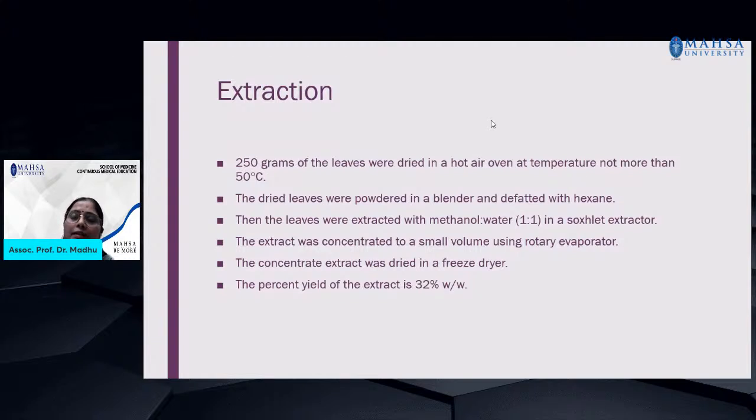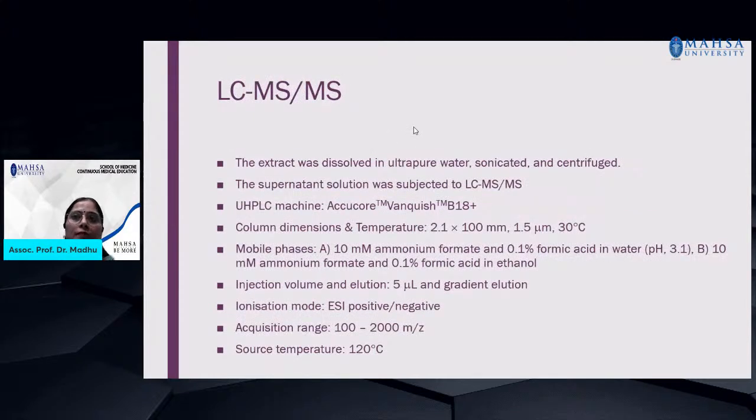The extract was concentrated to a small volume by using a rotary film evaporator, and the concentrated extract was dried in a freeze dryer. The percentage yield that was obtained was 32 weight by weight. Then this extract was subjected to LCMS for the identification of the chemical constituents in the methanol extract.